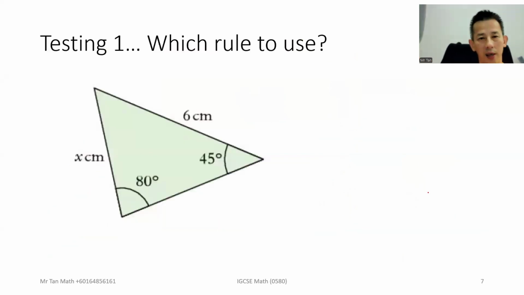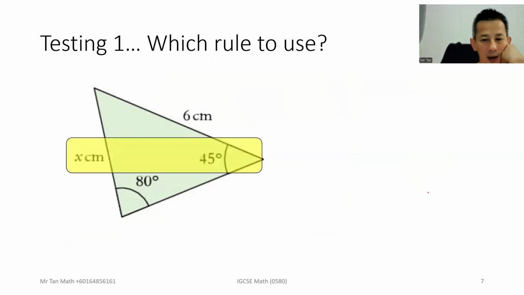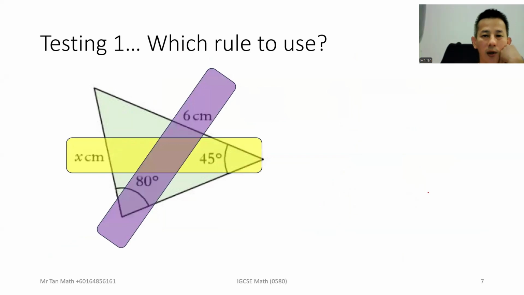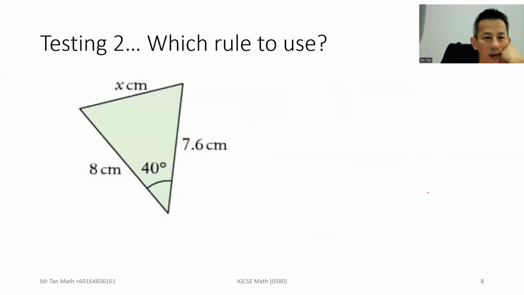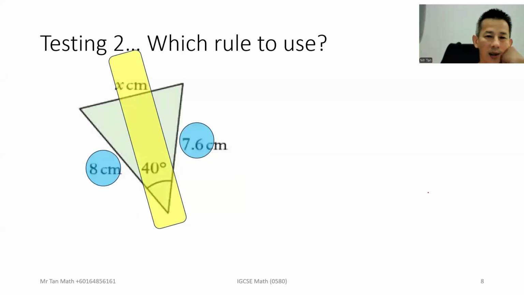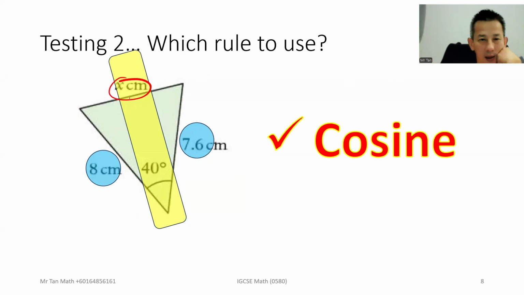Let's try this. Which rules to use? Look closely at the information. You have 1 pair and another pair. So this will be sine rules. How about this? 1 pair and you have 2 sides. In this case, the unknown is here, one of the pair. So we use cosine.